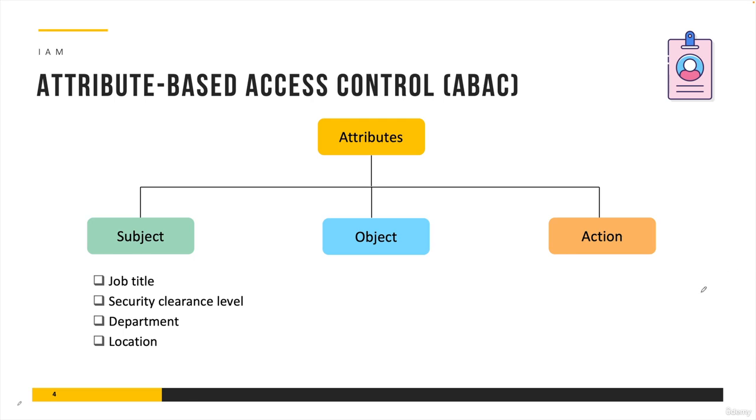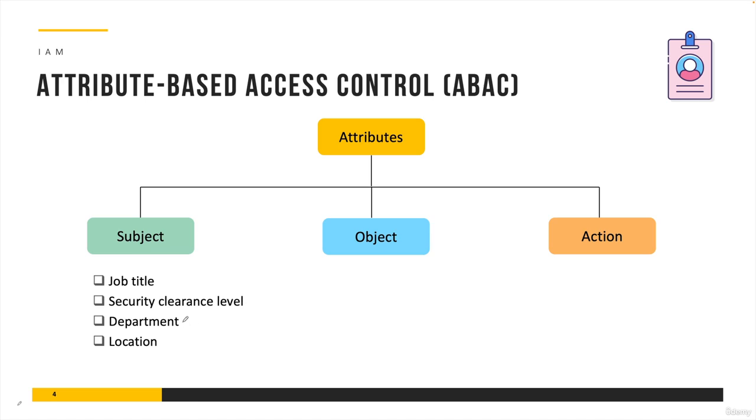For the subject, the attributes could be job title. So for example, the system may check if it is a manager or a system administrator, allow access. If it's an intern or, for example, customer support agent, don't allow access to this system, for example. In terms of security clearance level, it could be, does the subject have, for example, top secret security clearance, or does it have secret level security clearance? And then based on that, it can make the decision whether to allow or deny.